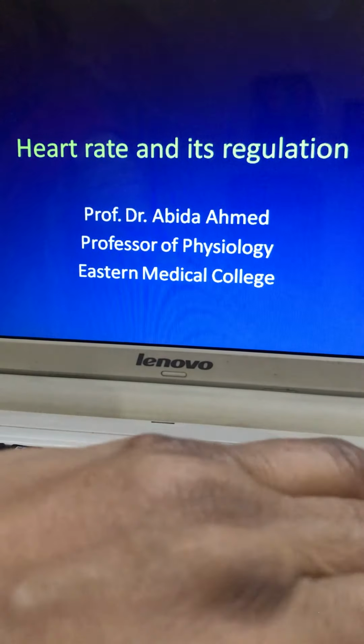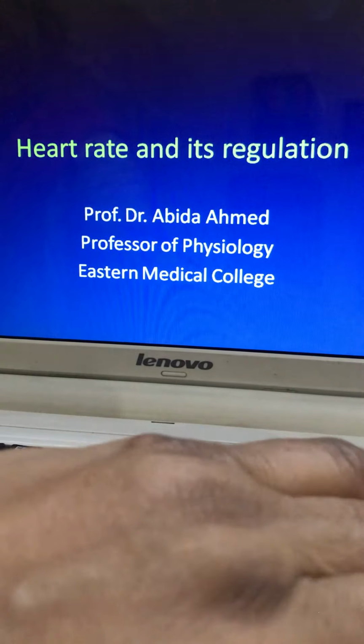Now, at the end of this lecture session, you will be able to know about what is heart rate, normal heart rate in different age groups, maximum heart rate, factors affecting heart rate, and regulation of heart rate.